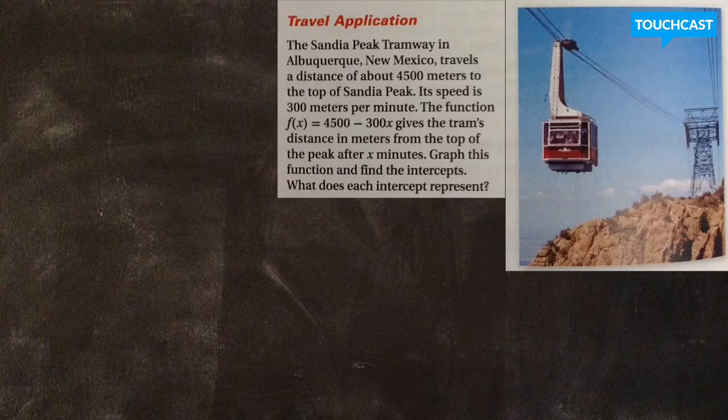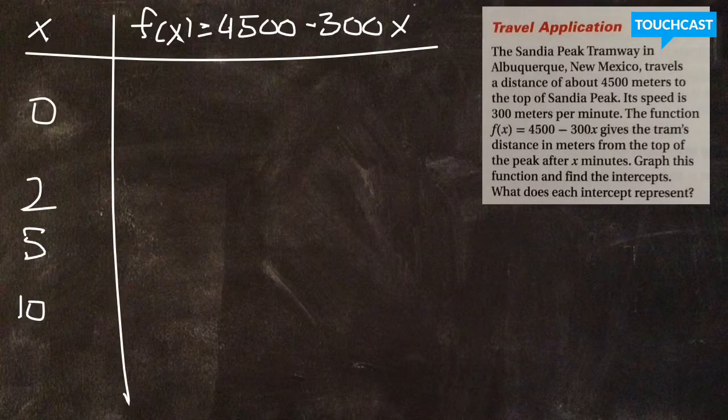We need to graph this function and find the intercepts, and then we need to interpret what each of the intercepts represents. Alright, since we can't have time and distance be negative, we're going to pick several non-negative x values. So let's use 0, 2, 5, 10, and for our last one, because we're trying to find the intercepts, let's try to figure out what x value will give us an f of x equal to 0.